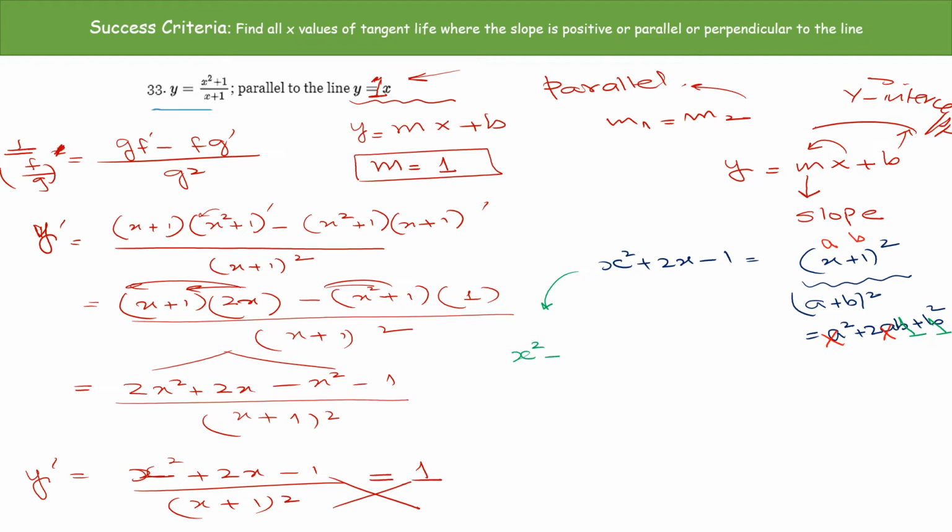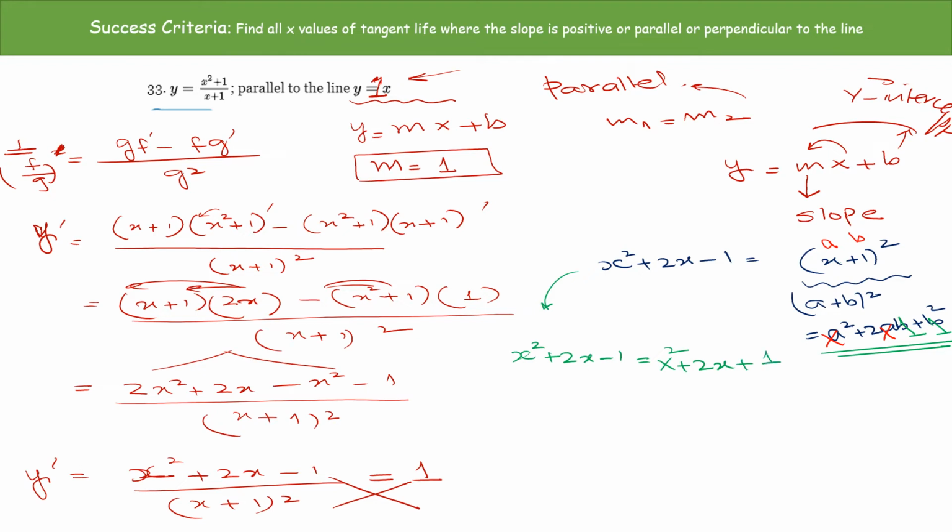So x square plus 2x plus minus 1 stay as it is. And here x plus 1 whole square will be written like this. So we will write here x square plus 2x, because 2x times 1 gives you 2x, plus b square, that means 1 square, and 1 square means 1.